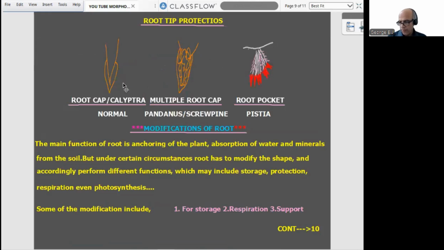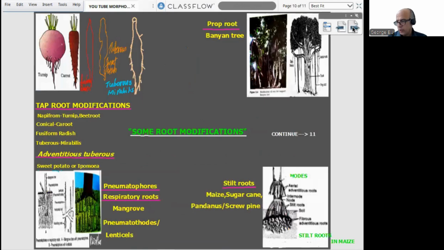This is the common one; multiple root cap in Pandanus, root pockets in Pistia, a floating hydrophyte, to balance. Then modifications of root, as such not in the syllabus, but just mentioning. It may be for respiration, it may be for storing food material. So besides the normal functions, anchorage and absorption, roots may be able to perform some other functions, even photosynthesis. That part is presently not in the syllabus. I told you, just mentioning, so it will be convenient for you.